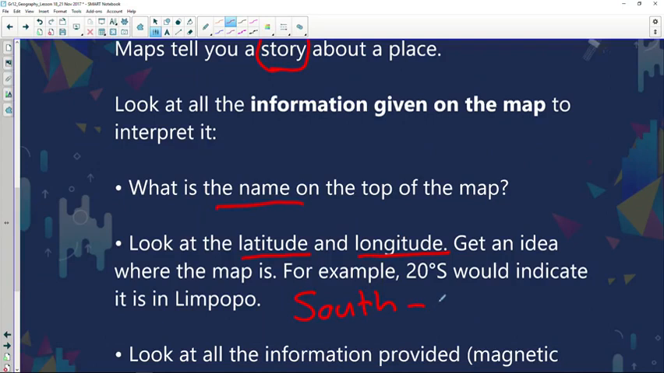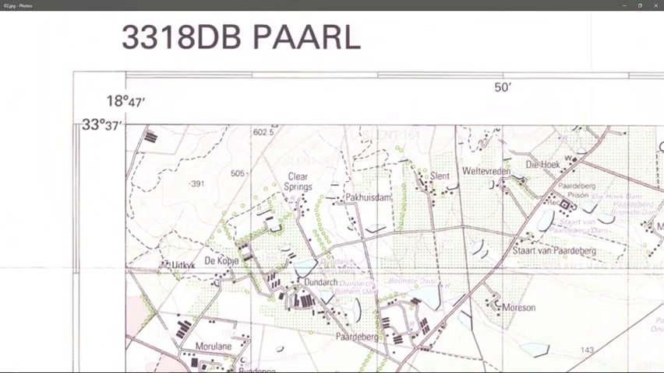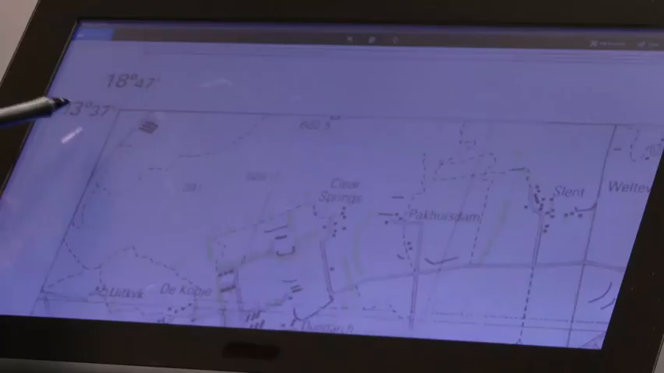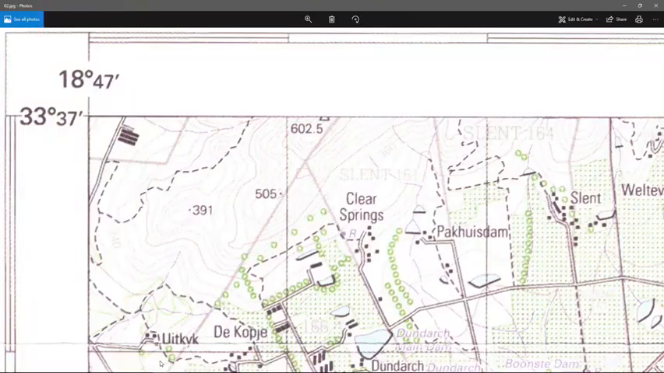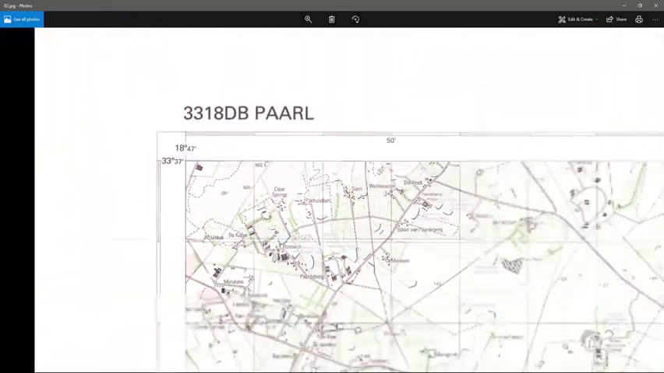Now keep in mind, you will only receive a map that's based in South Africa. And when we look at the latitudinal and longitudinal position, it will always be south of the equator. Our latitude position will always be south. And I'll show you now on the map where you can get this information. The 33 degrees 37 minutes indicates your latitudinal position, and the 18 degrees 47 minutes indicates your longitudinal position. 33 degrees, the latitudinal position, 18 degrees, your longitudinal position.